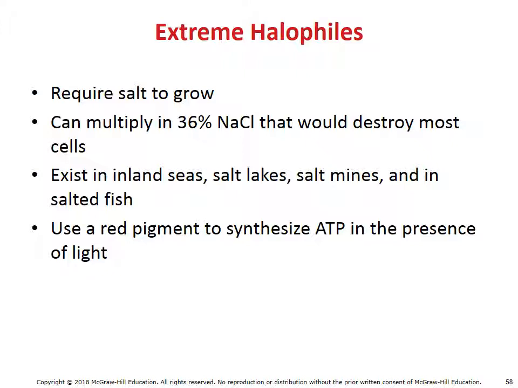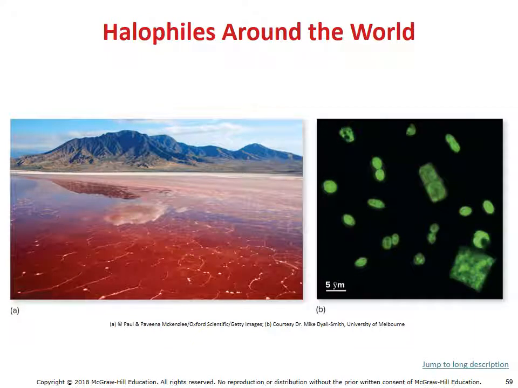So we find these in very unique places, things like inland seas, salt lakes, salt mines, even in salted fish. So the idea here is this is typically going to be something that is pretty unique and lives in an extreme environment, as archaea are well known for doing. So you can see that red pigmentation and association with the photosynthesis that can be done.